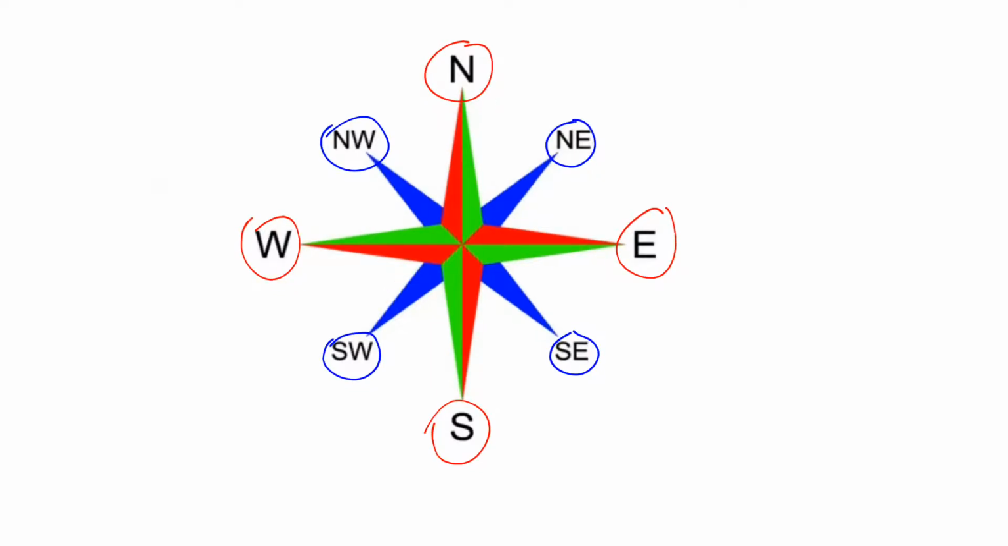So let's just make sure that we remember that. North, east, south and west, they're the ones that are in your normal cross. And then when you put the in-betweeny ones on, they all start with north or south. So the top two start with north, the bottom two start with south, and then this one must be northeast, this one must be southeast, this one must be southwest, and this one must be northwest.